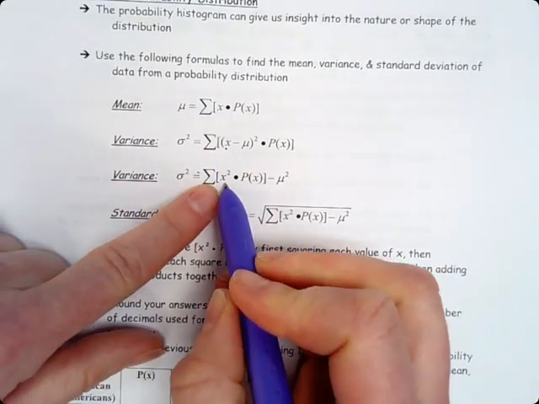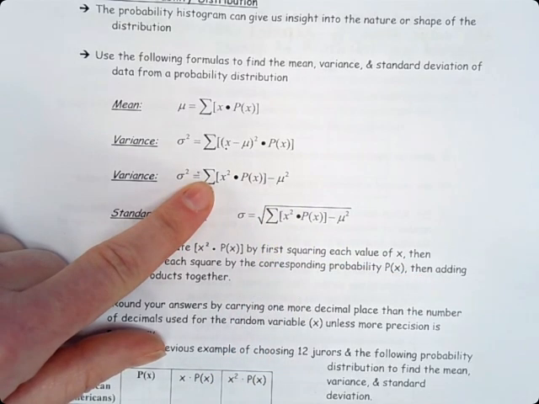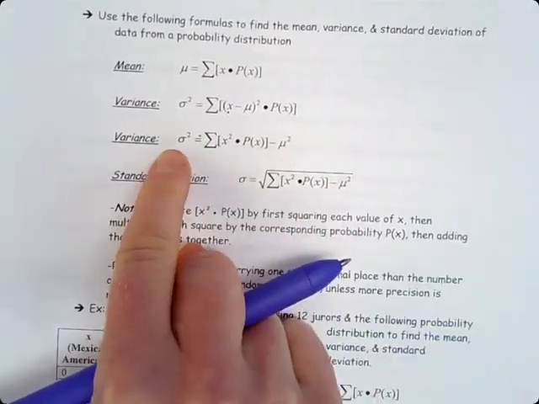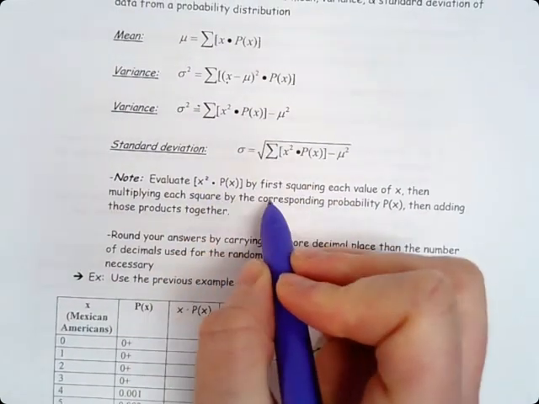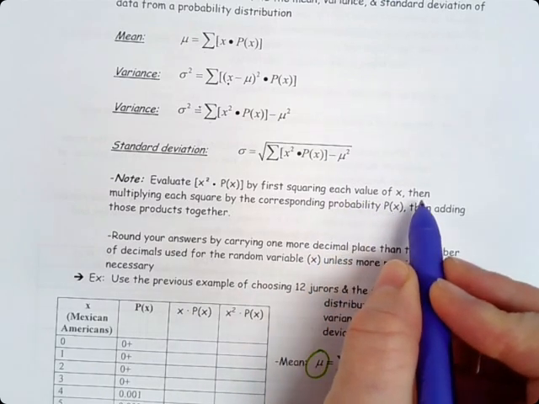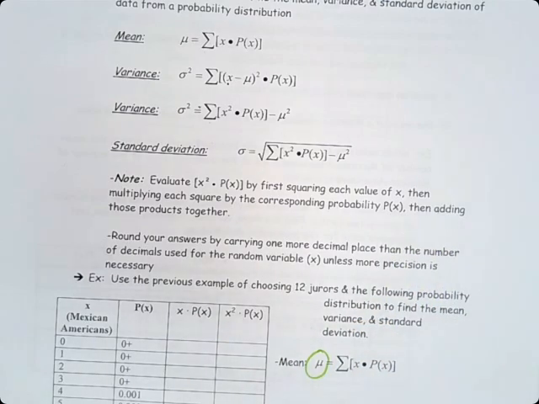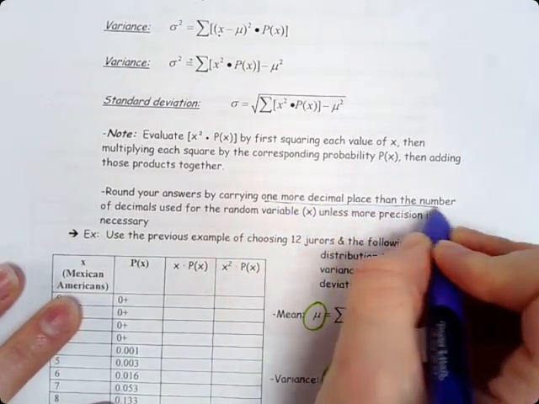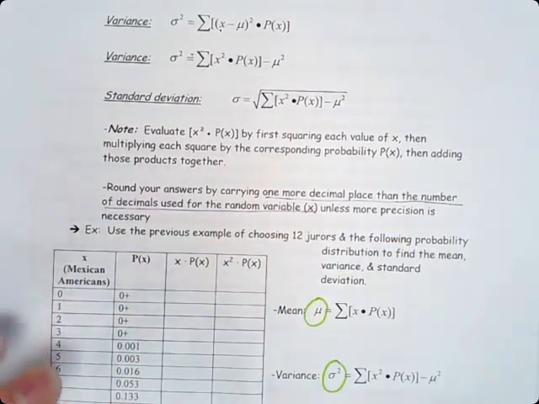And then this is the summation of x squared times p of x, minus the mean squared. And then standard deviation, you take the square root of your variance. Evaluate x squared times p of x by first squaring each value of x and then multiplying each square by the corresponding probability p of x, then adding those products together. Round your answers by carrying one more decimal place than the number of decimals used in our random variable, unless it asks for more precise calculations.